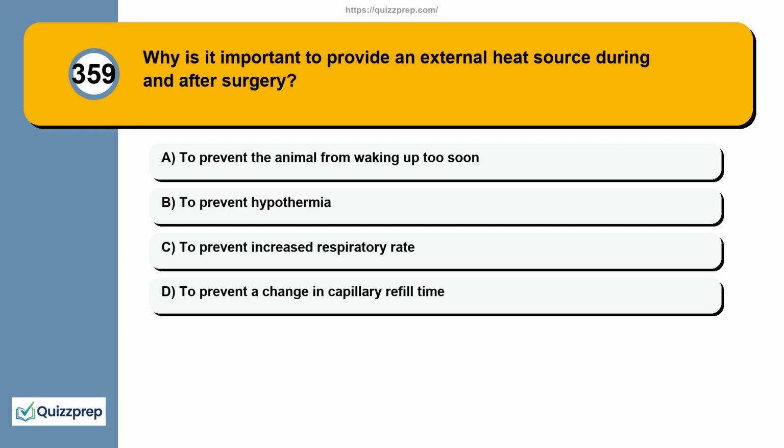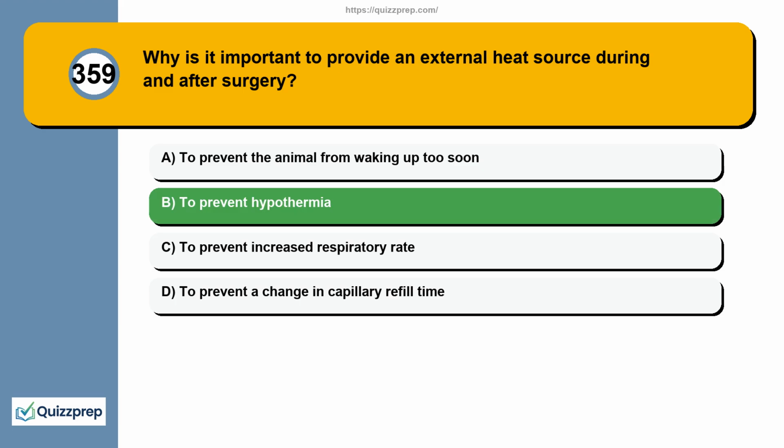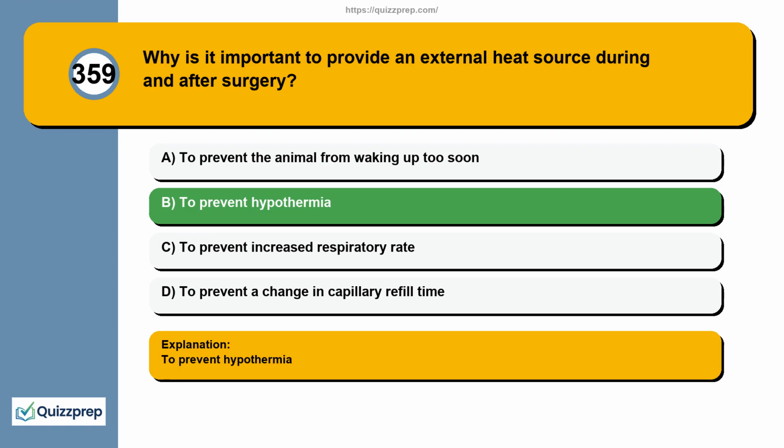Question 359. Why is it important to provide an external heat source during and after surgery? Option A. To prevent the animal from waking up too soon. Option B. To prevent hypothermia. Option C. To prevent increased respiratory rate. Option D. To prevent a change in capillary refill time. The correct answer is option B. To prevent hypothermia.